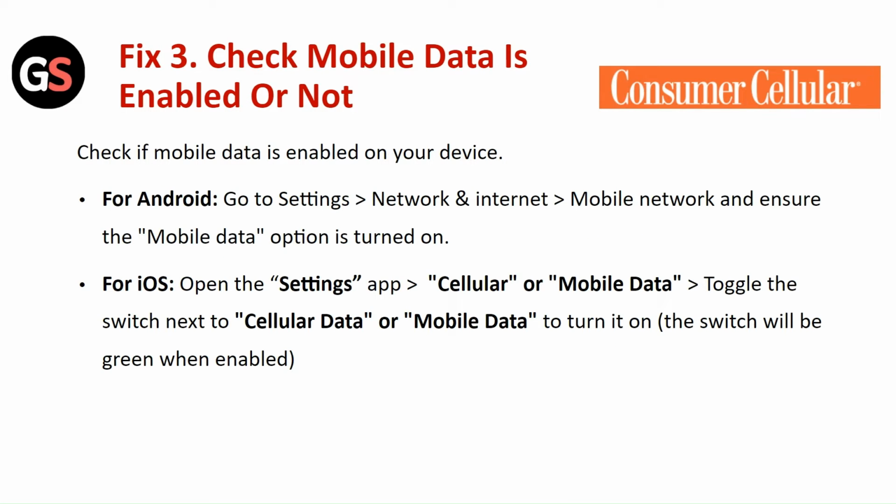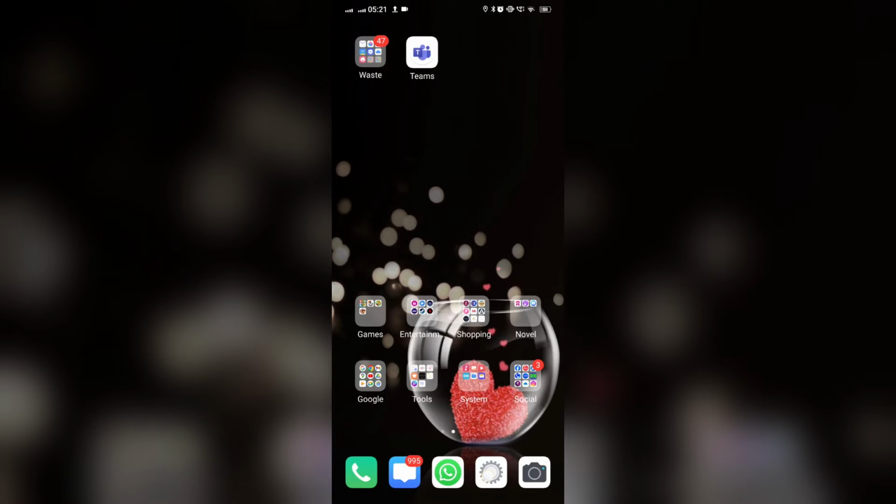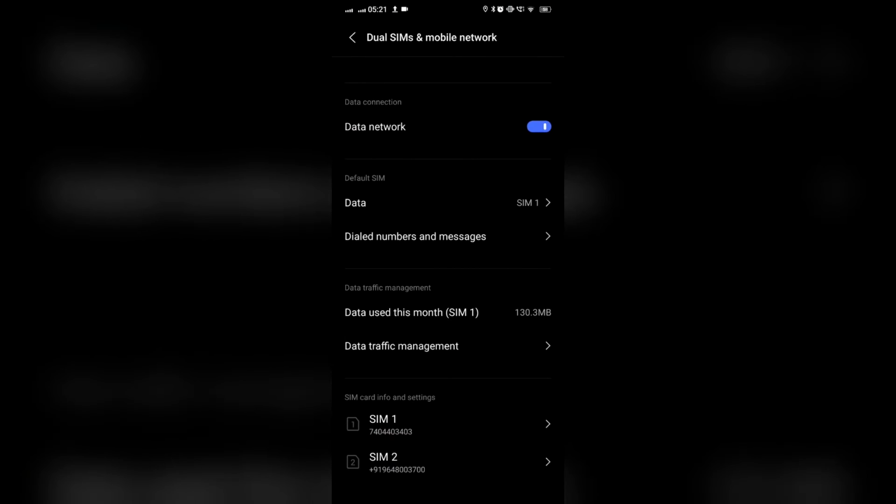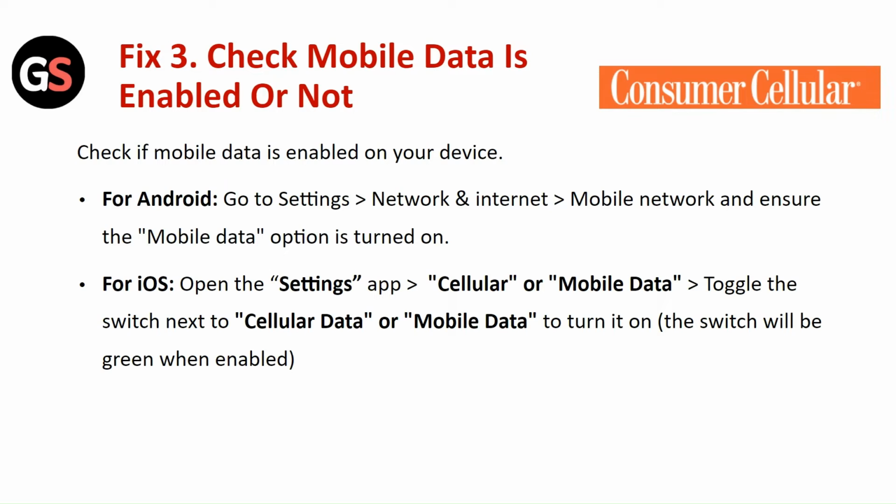Fix 3. Check mobile data is enabled or not. Check if mobile data is enabled on your device. For Android, go to Settings, then click on Network and Internet. Click on Mobile Network and ensure the mobile data option is turned on. For iOS, open the Settings app, go to Cellular or Mobile Data, toggle the switch next to the cellular data or mobile data to turn it on. The switch will be green when enabled.